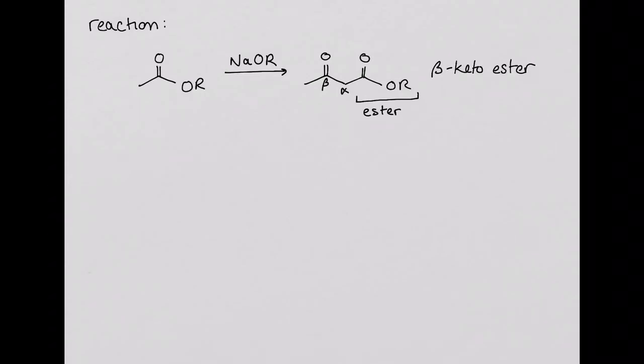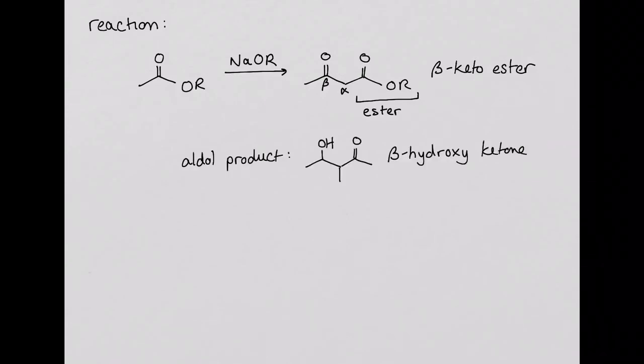Notice that the product of a Claisen condensation is different than the product of an aldol condensation. The product of an aldol is a beta-hydroxyketone, or aldehyde. This difference is due to the fact that an ester has a leaving group. Therefore, the electrophilic carbonyl can reform when that leaving group is kicked off.